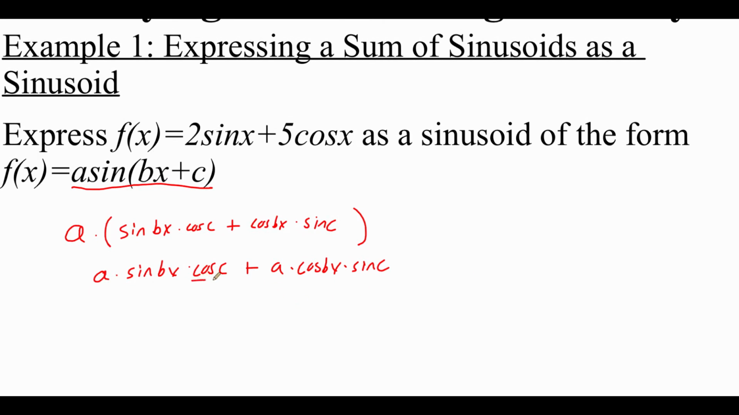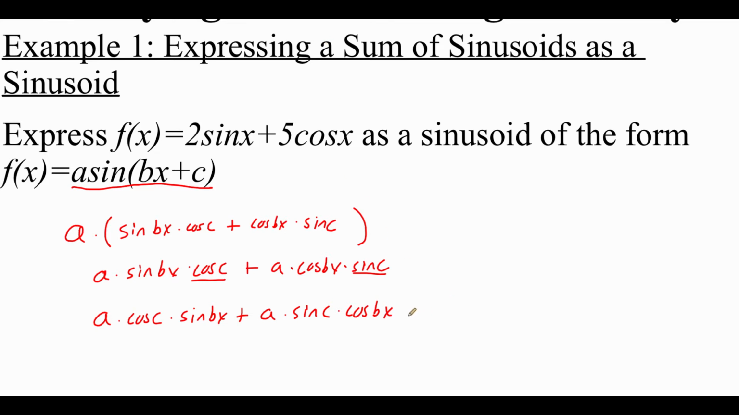Now this cosine of c and the sine of c on the back end, because we're evaluating just a specific number, c, that's actually just going to give us a constant. So I'm going to move that into the front so that we have our variable on the end. So we're going to have a times the cosine of c times the sine of bx. And then I'm going to do the same thing on the back end, moving that sine of c towards the front. So it's going to be a times the sine of c times the cosine of bx.